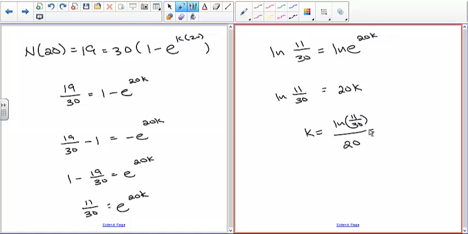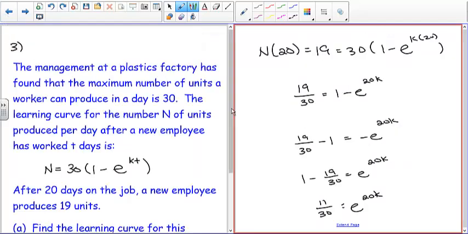Okay, and as I said, we should expect k to be negative. So if it isn't, that won't be good, but I know it is. So what we get is negative 0.0502. So the original equation now, N of t is 30 times 1 minus e to the negative 0.0502 times t. So that's the learning curve for this employee.